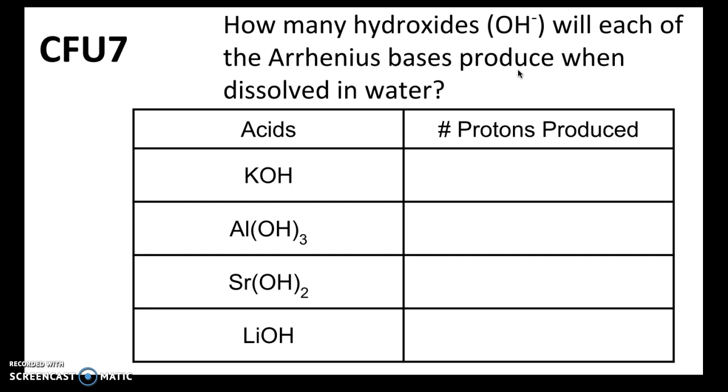All right, so in this CFU, you're going to identify how many hydroxides each of the Arrhenius bases will produce when dissolved in water. Pause the video now. When you press play, the answer will be revealed. Okay, this should say OH minuses, so you want to change that here, and this should also say bases. Sorry, I didn't change that, but anyway, this should be bases, and this should be OH minus. But these are the correct answers, the number of hydroxides that are produced.